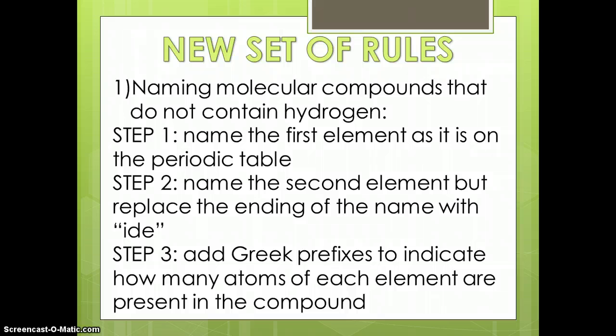In step 1, you name the first element as it is on your periodic table. In step 2, you name the second element but replace the ending of the name with I, D, E. The third step is what differs between ionic and molecular compounds. In molecular compounds, we add Greek prefixes to indicate how many atoms of each element are present in the compound.